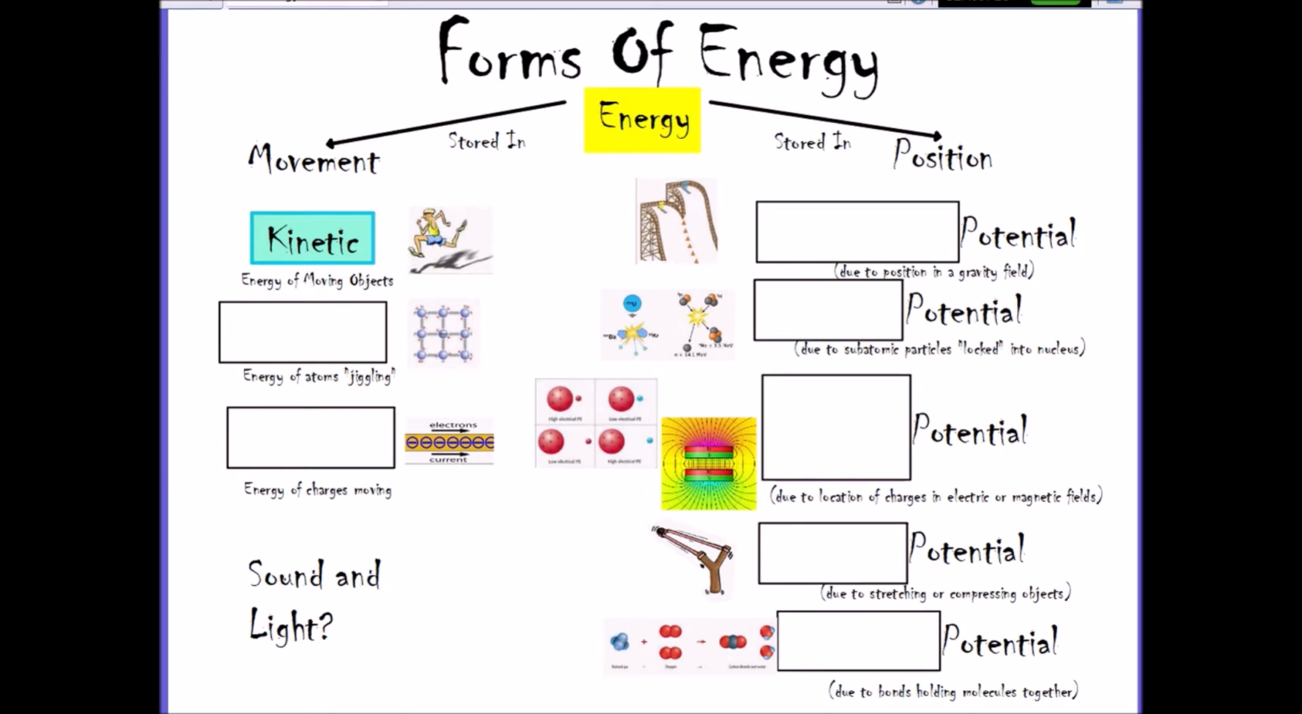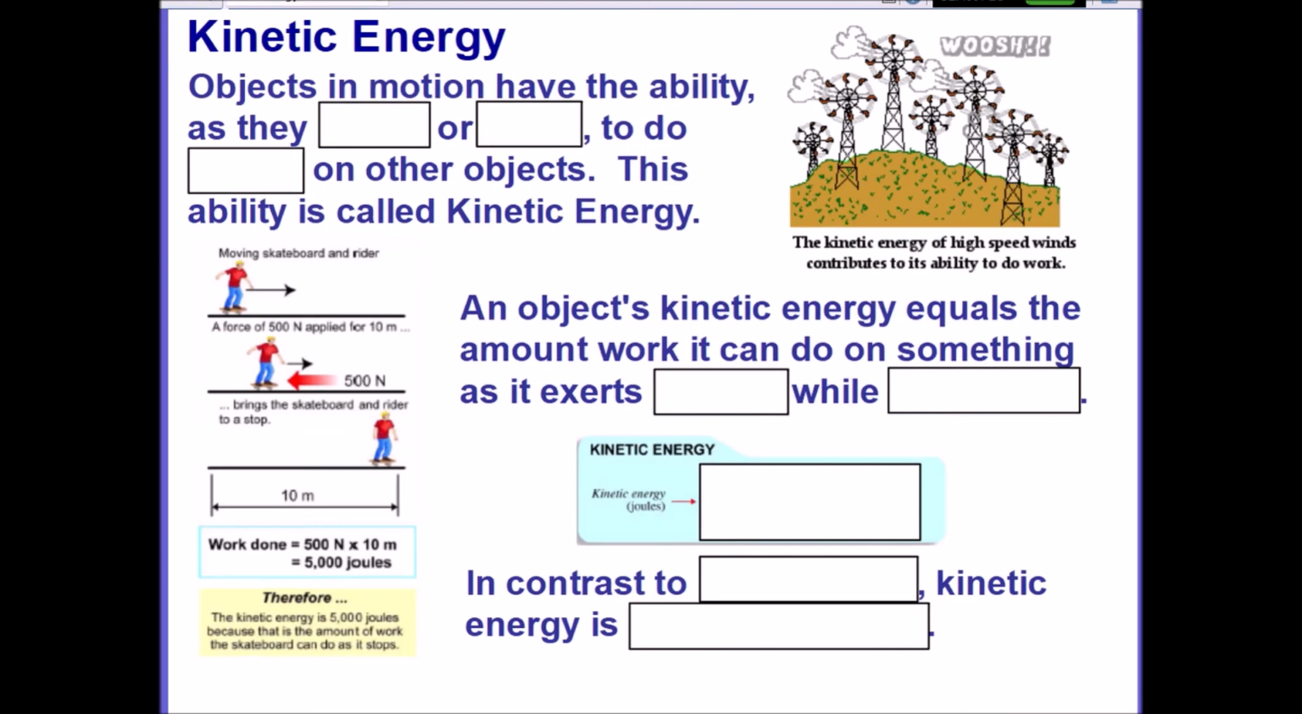Let's go ahead and take a look at our slide now. Kinetic energy. Objects in motion have the ability, as they slow or stop, to do work on other objects. And you recall that work is the means by which we transfer energy between objects. So kinetic energy is simply the energy of motion. That's what we call this.